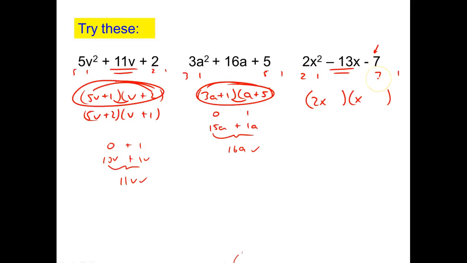2 times 7 gets me close. 2 times 7 is 14. So let's put the 7 where I multiplied with the 2. Then the 1 has to go in the other location. Since one has to be positive and one has to be negative, we have to decide which one's positive. Since I want a negative 13, let's make the 7 negative and the 1 positive. Just to verify, 2x times negative 7 is negative 14x plus 1x. Those combine to get me my negative 13x, which I needed. So that is my answer.